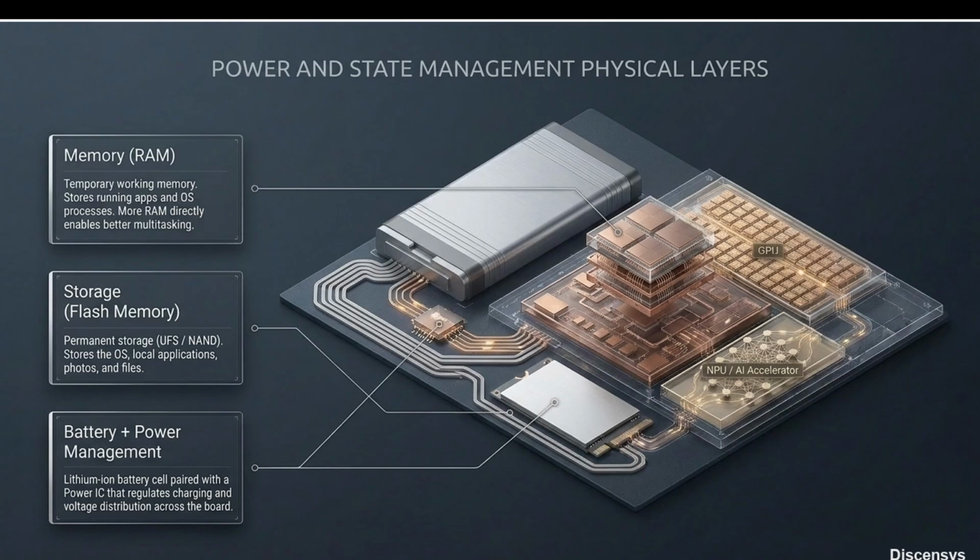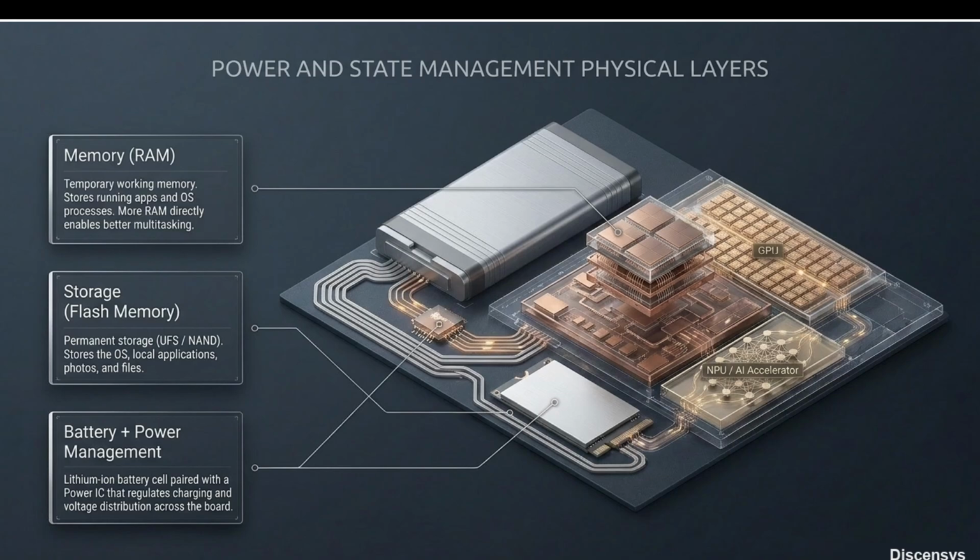Battery and power management. For the smartphone to work, it requires some power source, right? Just like how humans eat food and drink water as their power source. The power which smartphones utilize is electricity, which is saved within the batteries. The most common battery used is a lithium-ion battery, paired with a power IC that regulates the charging and voltage distribution across the board.